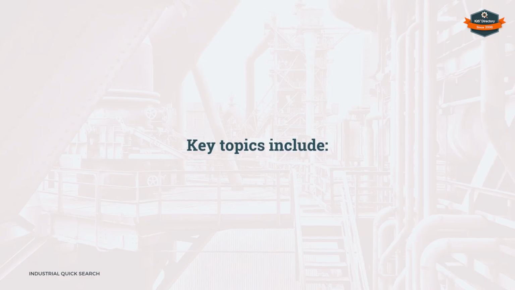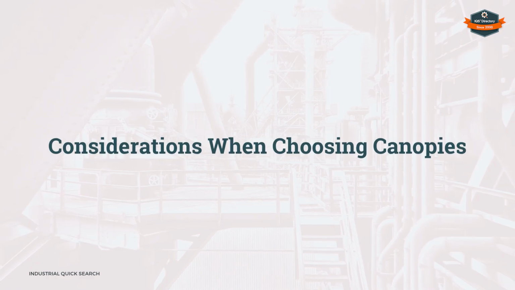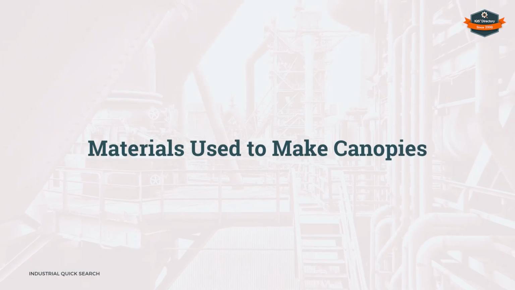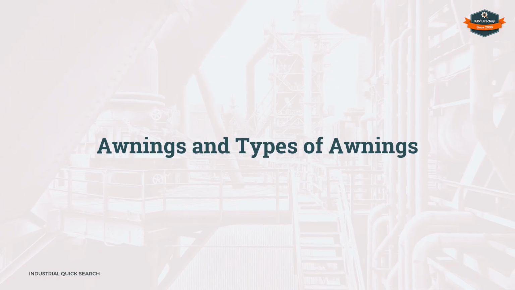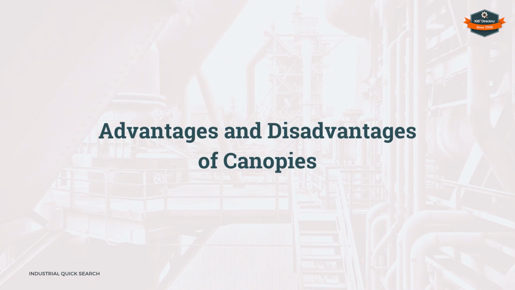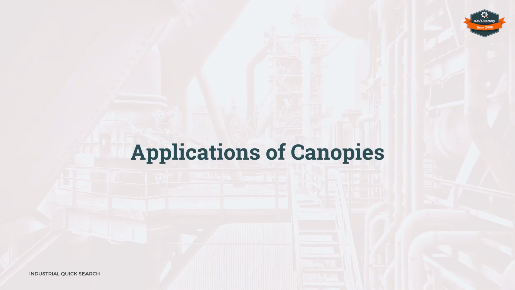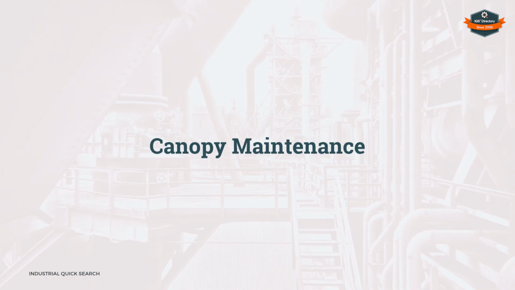Key topics include: what are canopies? Considerations when choosing canopies. Materials used to make canopies. Types of canopies. Awnings and types of awnings. Advantages and disadvantages of canopies. Applications of canopies. Canopy maintenance.